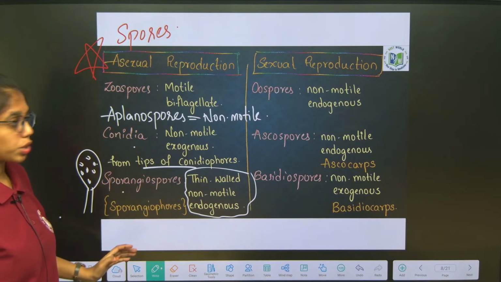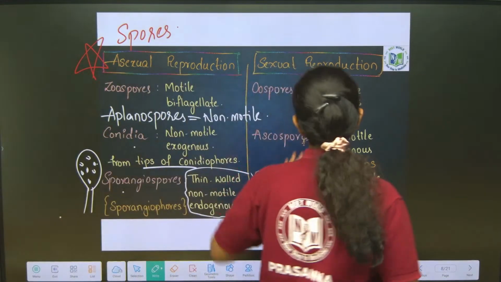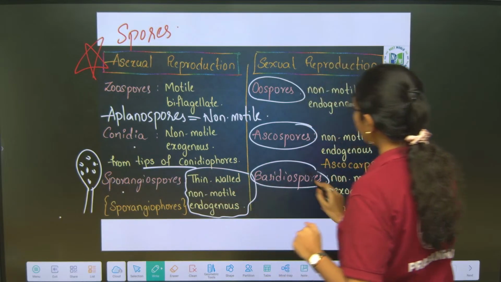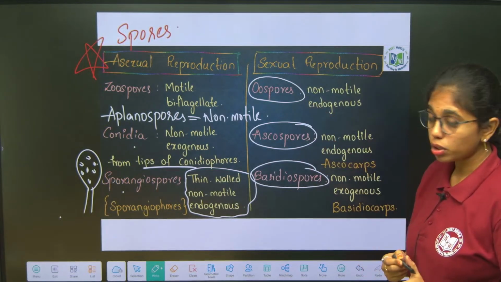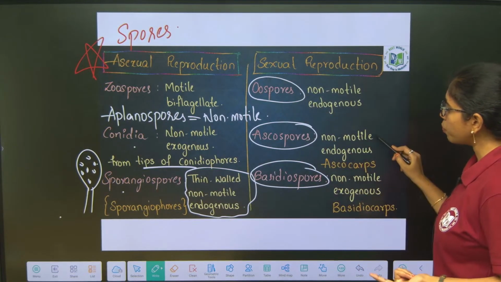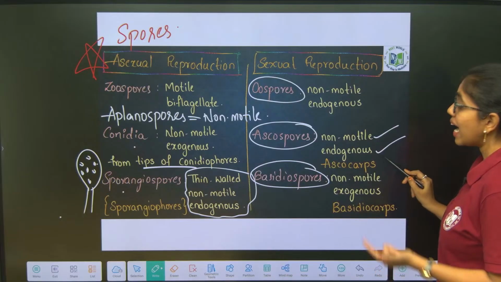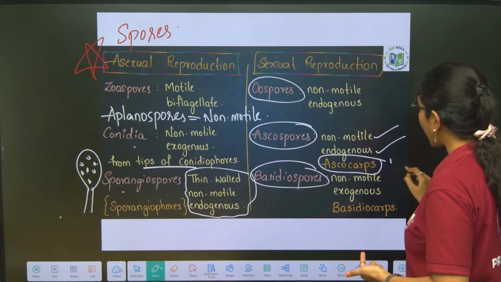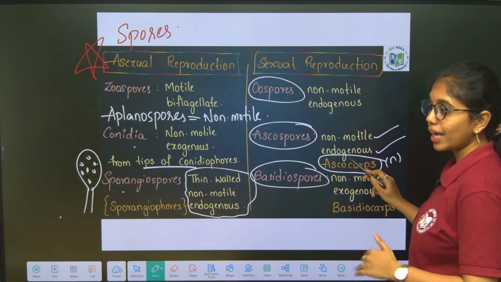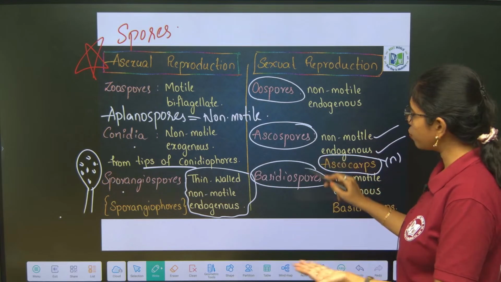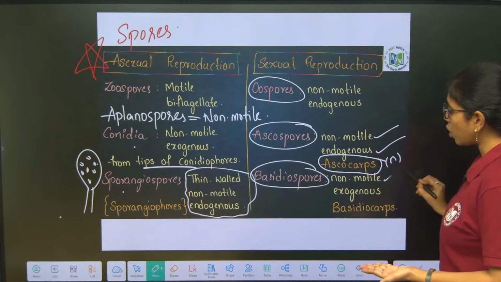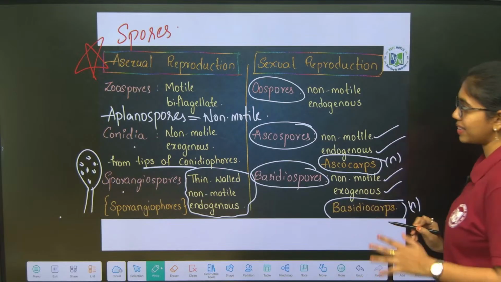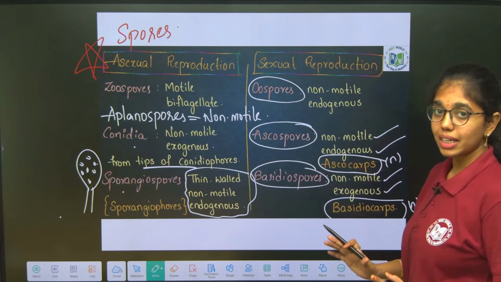asexual reproduction. Sexual reproduction, you have oospores, ascospores, basidiospores. Oospores are non-motile and endogenous, ascospores non-motile, endogenous, and they are from what fruiting bodies? Ascocarps. Ascocarps are haploid only. They will bear haploid ascospores. Basidiospores are again non-motile, exogenous. They are produced from the haploid basidiocarps. Till here it is clear, right ma?